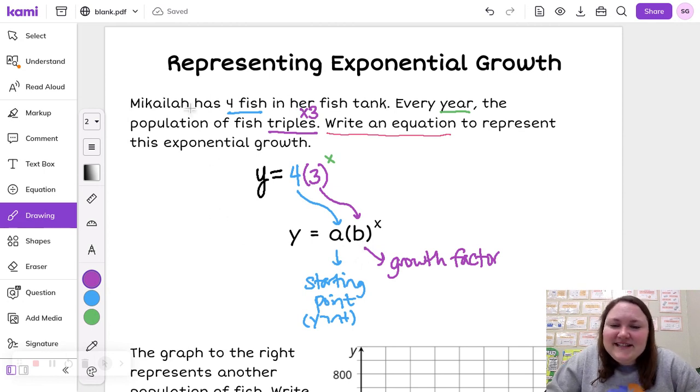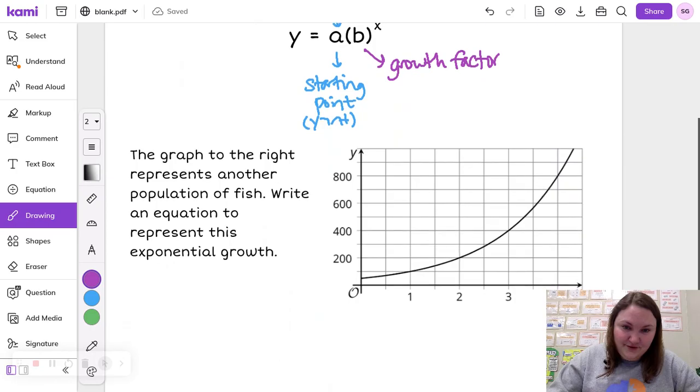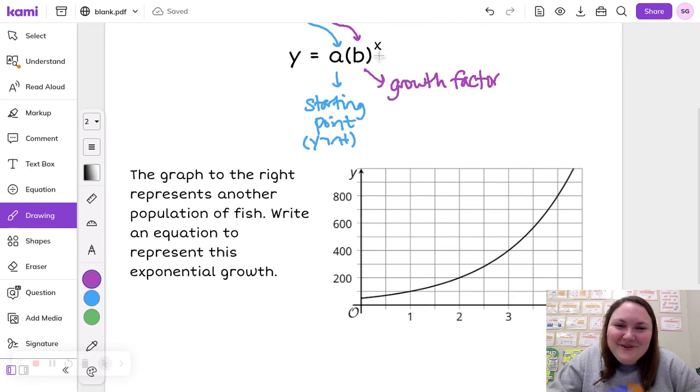We've done questions like these where you have a story and you're writing an equation. Today's lesson, though, is really going to focus in on graphs. We've got this graph right here, represents another population of fish, and our job is to write an equation to represent this exponential growth. We looked at graphs in our very first lesson, the one about the genie, but we haven't really looked at them since. However, now you know a lot more about exponential equations.